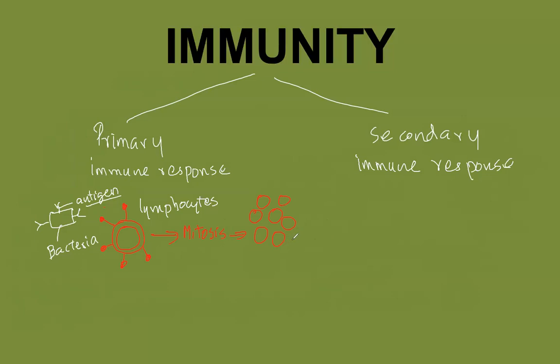And what's the benefit of this? All these lymphocytes can identify this particular bacteria. So you have like an army of lymphocytes. And what do they do? They release a protein known as antibody. Antibody is a protein produced by the lymphocytes.